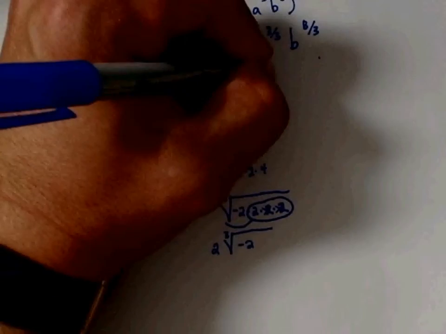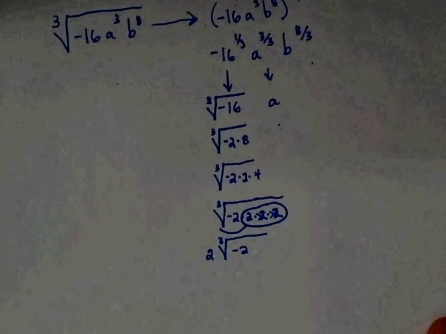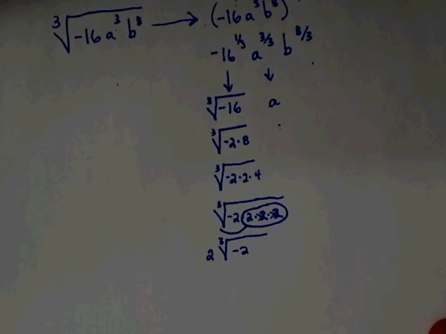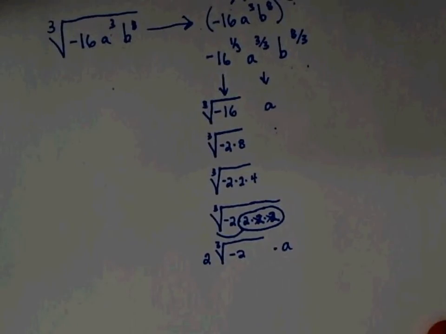What about a to the 3/3? What does that become? A to the 1/1. So what does that tell you about a? It comes out. Comes to the outside. So we've now got times a.